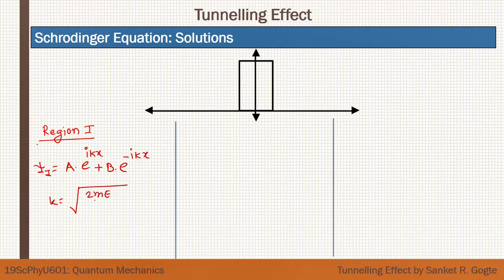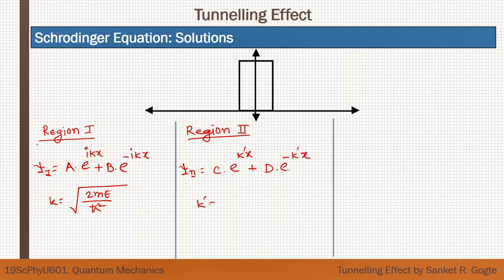In region 2, as I said, now the equation is no longer the traveling wave solution. It is a real solution now. Psi 2 is c into e to the power k prime x plus d into e to the power minus k prime x, where k prime is square root of 2m (v0 minus e) by h cross square.